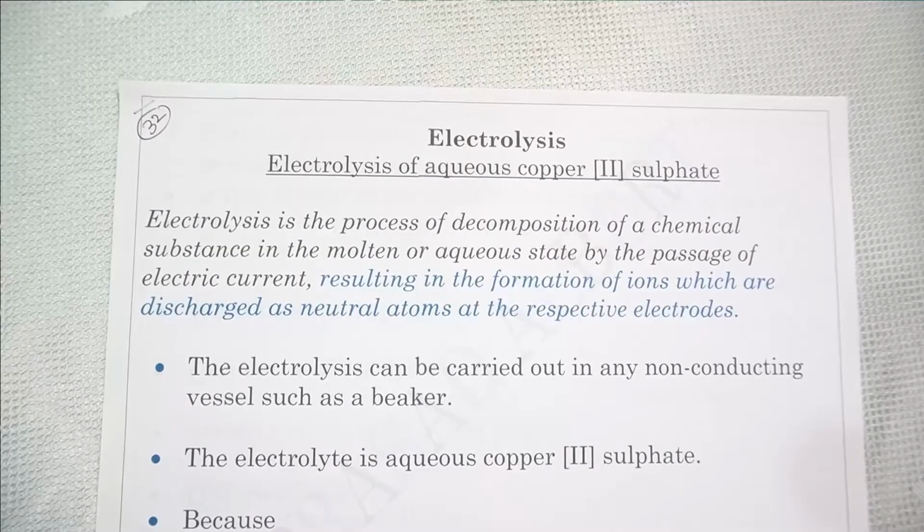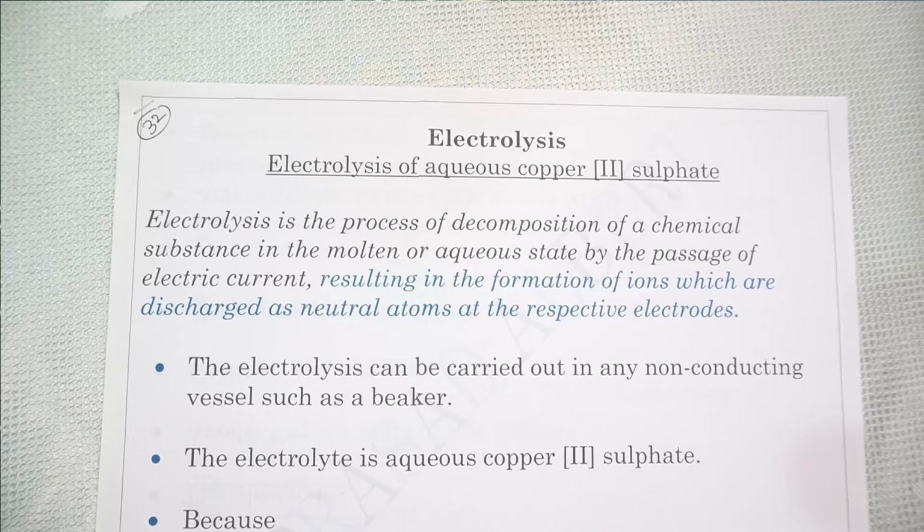Hi students, in the previous videos we have seen the examples of electrolysis, that is electrolysis of molten lead bromide and electrolysis of acidified water. We have also seen what is selective discharge and also the various principles of electrolysis. Now this is a third example of electrolysis we are going to discuss, that is the electrolysis of aqueous copper sulfate. Keep watching.